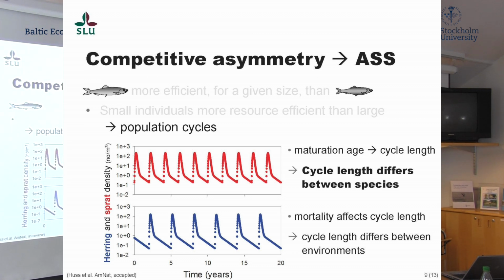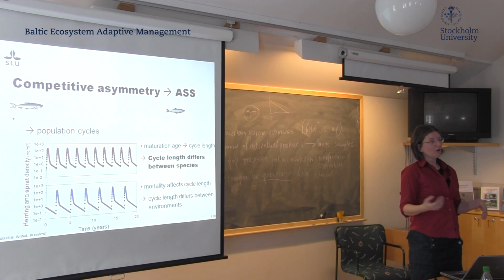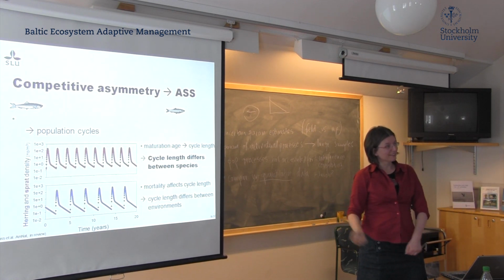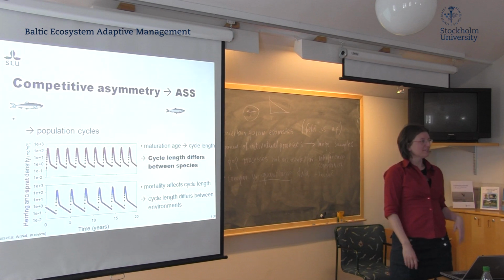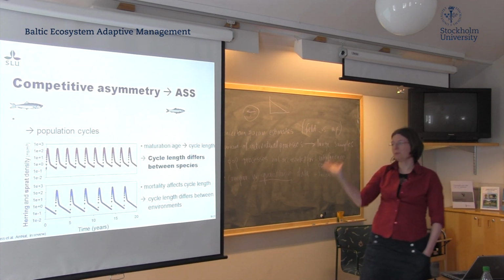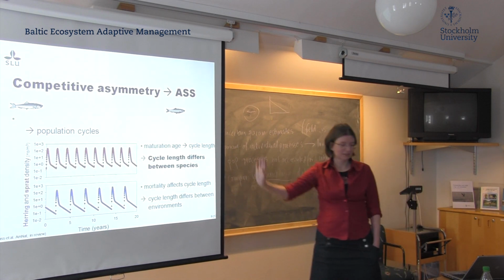Another thing that affects the cycle length is mortality of the system. And what that means is that if you have different environments with different mortality in them, your cycle length will also be different. Or if you impose mortality, say you start fishing, or there's an invasive predator in the system, your cyclicity will change. Okay, population cycle.